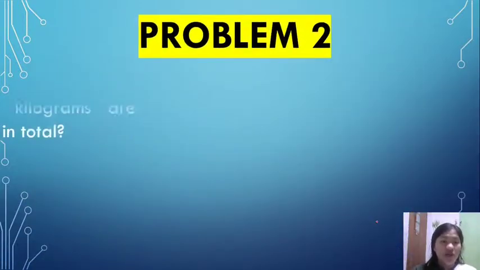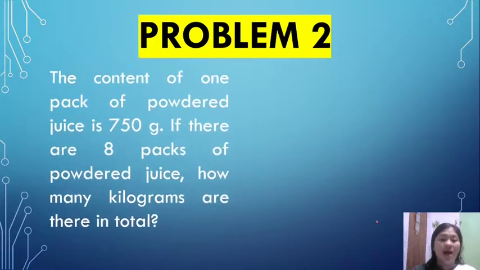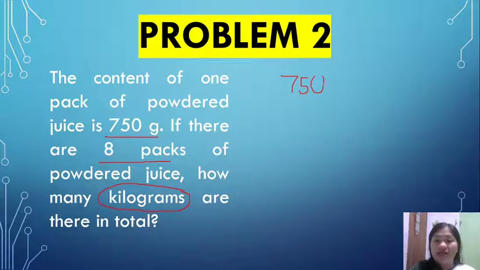Problem number 2, you have the content of 1 pack of powdered juice is 750 grams. If there are 8 packs of powdered juice, how many kilograms are there in total? So the given here are 750 grams ang bawat isang pack ng powdered juice, and we have 8 packs. And the question is how many kilograms are there in total? So in this problem, step 1 is to multiply 750 grams ang isang pack. So if there are 8 packs, we are going to multiply 750 by 8.